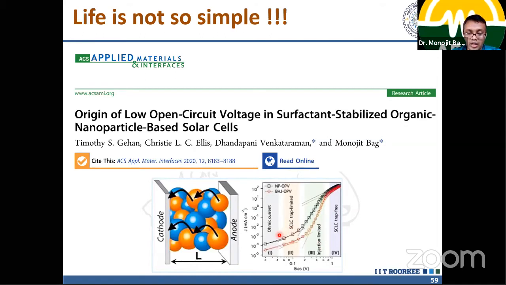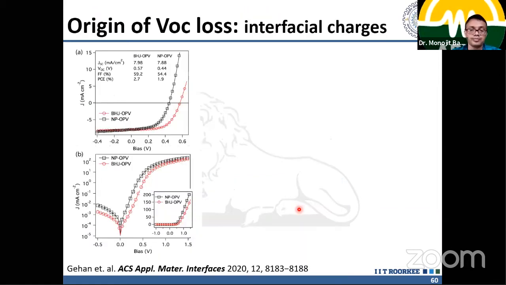Here you can see, this one is the nanoparticle based device. This is the polymer based device. The nanoparticle device shows even higher current than the BHJ device. So this is space charge limited current. You can measure the mobility and you can find out a lot of parameters there. Now, where do we lose? So we have taken two devices here.